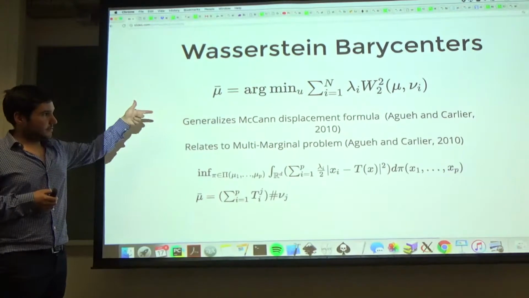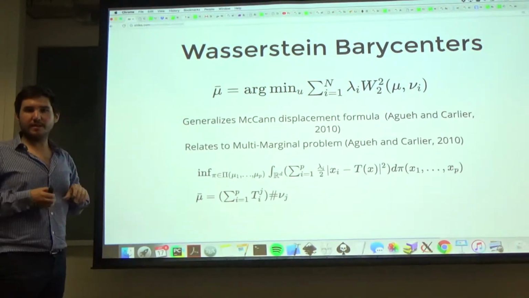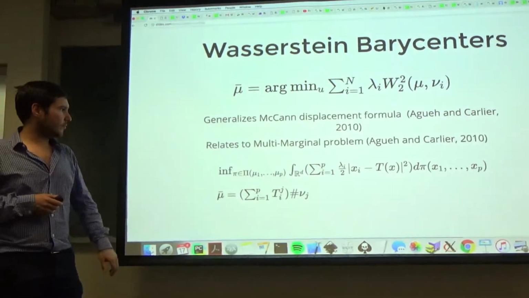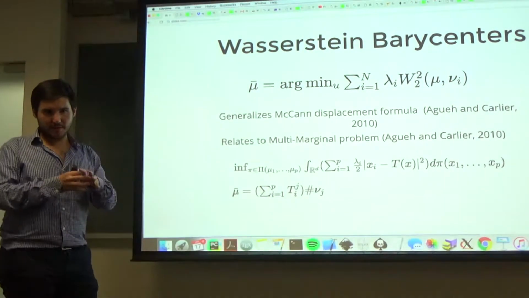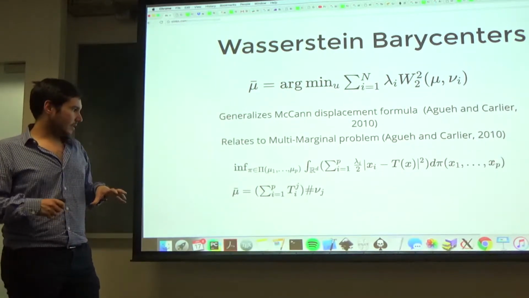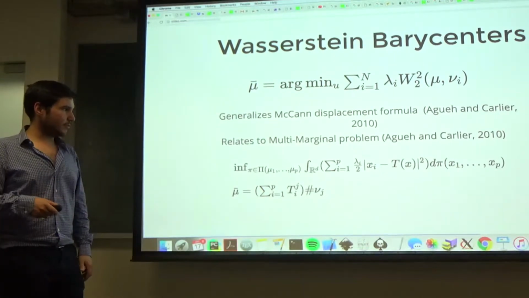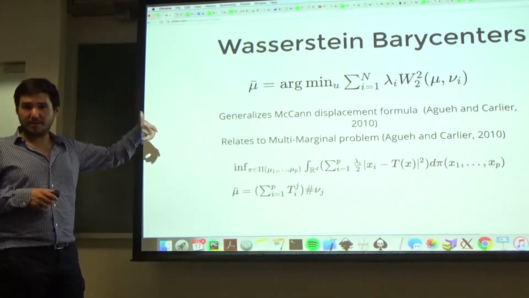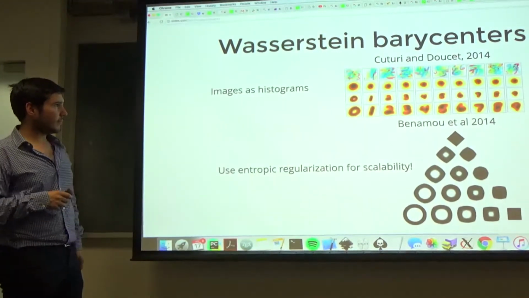And this formulation actually generalizes the displacement formula for many measures, and also relates to the multi-marginal problem, and so the transportation problem can be extended to have transportation between several measures, and one can show that this is a relation. This is theoretical work, so I just wanted to tell you that this problem exists, and I'm going to tell you an application, and that there's theory about this.